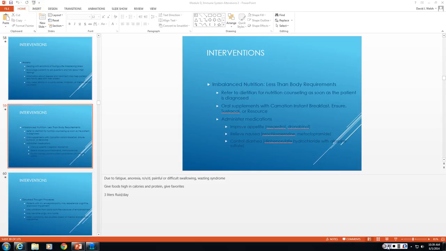Pills usually. To relieve the nausea, they could be on Zofran. They could be put on Phenergan. To control diarrhea, they're going to be on any kind of anticholinergic.